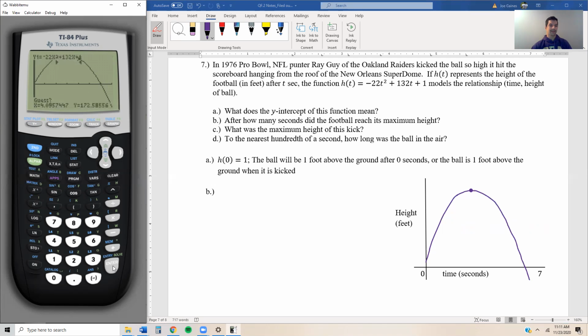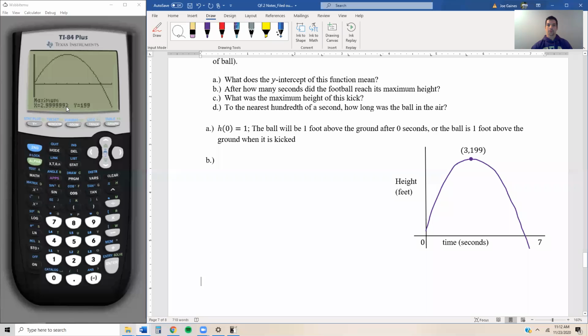I'm not even going to worry about guessing. I'm just going to hit enter, and there it's going to give me my maximum. So again, notice that it did slightly round this. So my maximum is at (3, 199). I've labeled this point there, and basically that's my work.